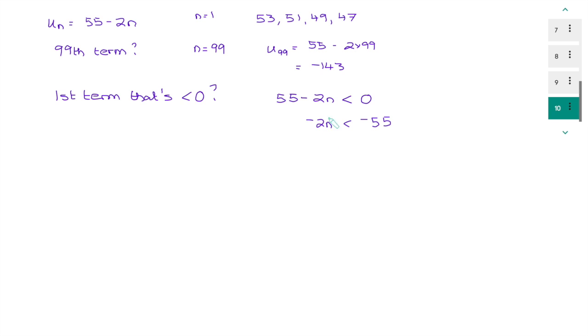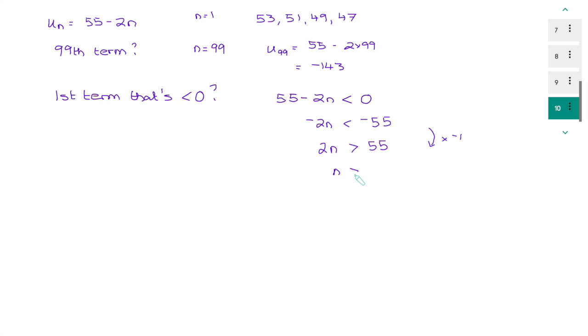Now if we want to flip this, whenever we multiply by minus 1, which is what we mean by flipping the sign, you have to remember that you change the inequality. If you're not convinced about that, go back and convince yourself. So we're going to get 2n bigger than 55.